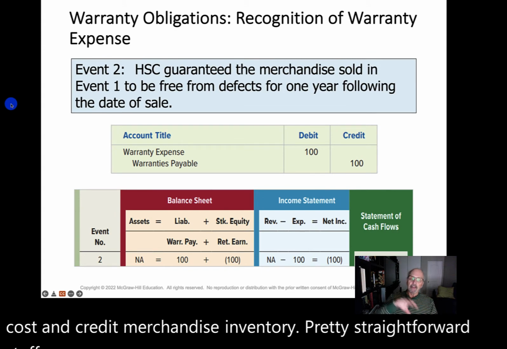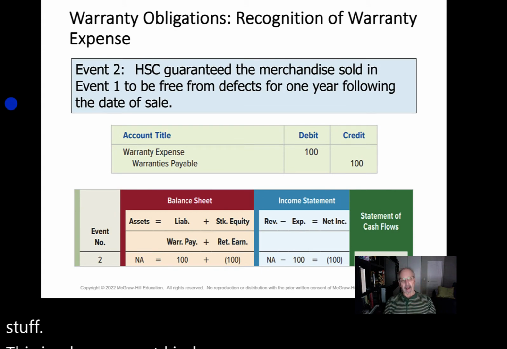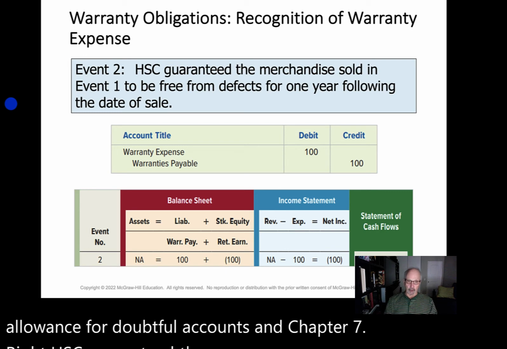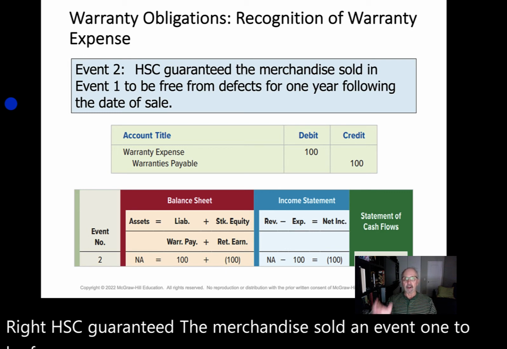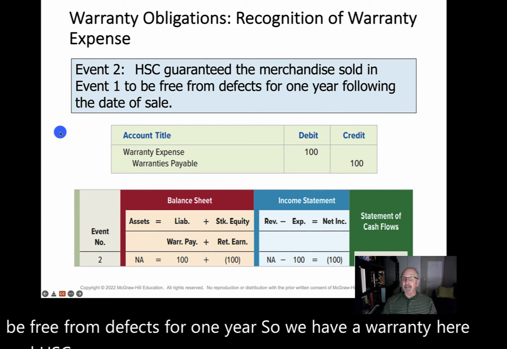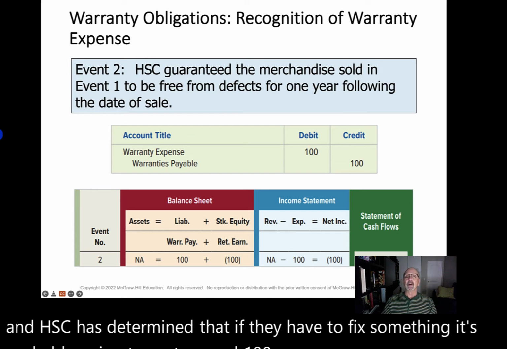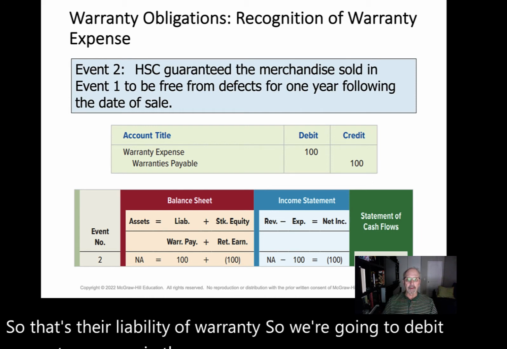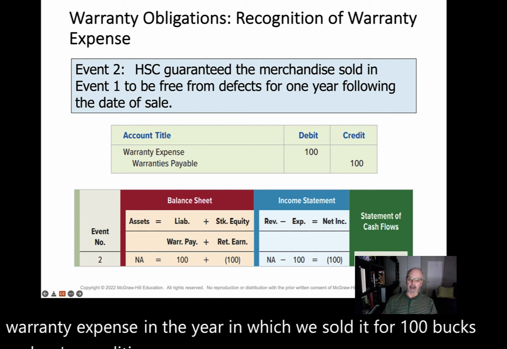Now this is where we get kind of like the allowance for doubtful accounts in Chapter 7, right? HSC guaranteed the merchandise sold in Event 1 to be free from defects for 1 year. So we have a warranty here. And HSC has determined that if they have to fix something, it's probably going to cost around $100. So that's their liability of warranty. So we're going to debit warranty expense in the year in which we sold it for $100, and we're crediting warranties payable for $100.